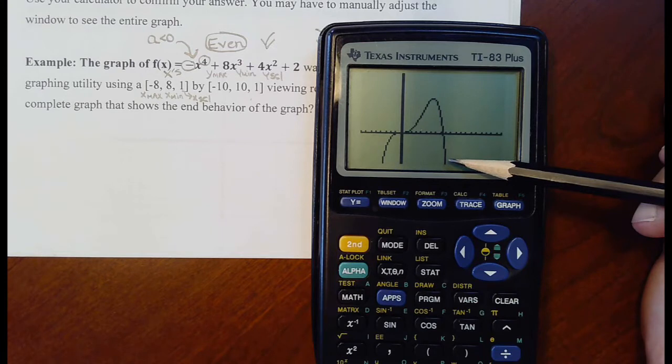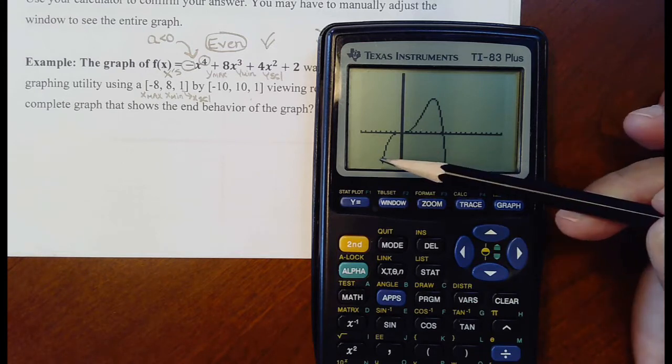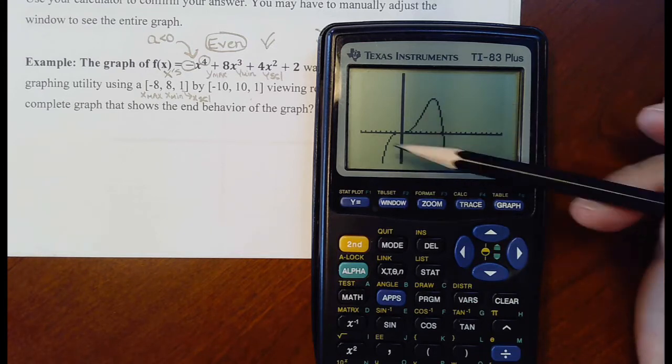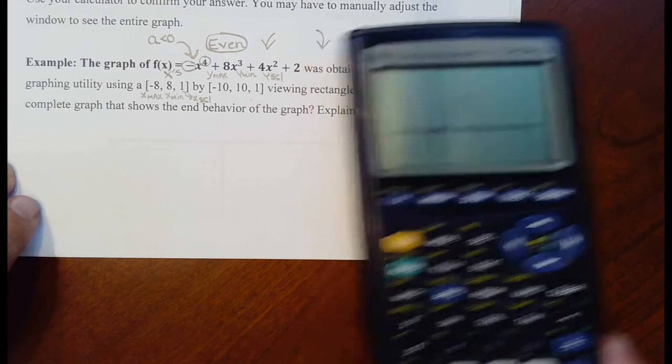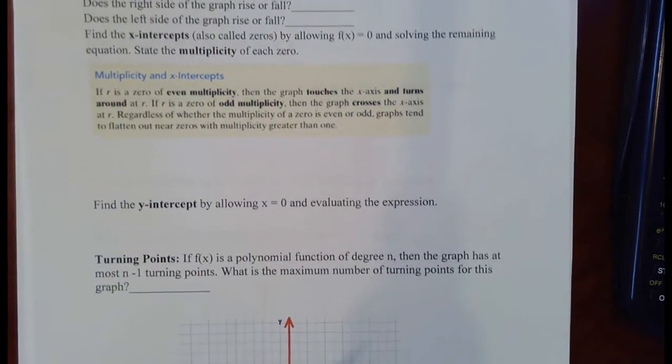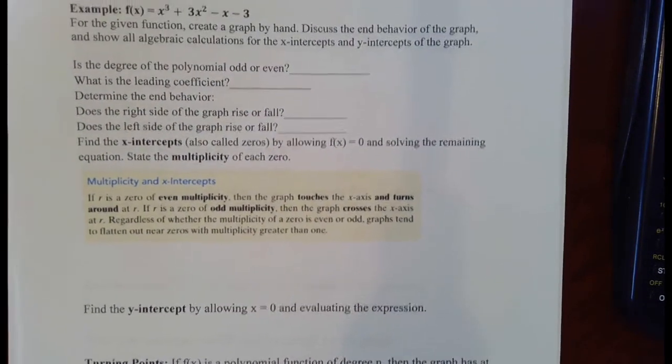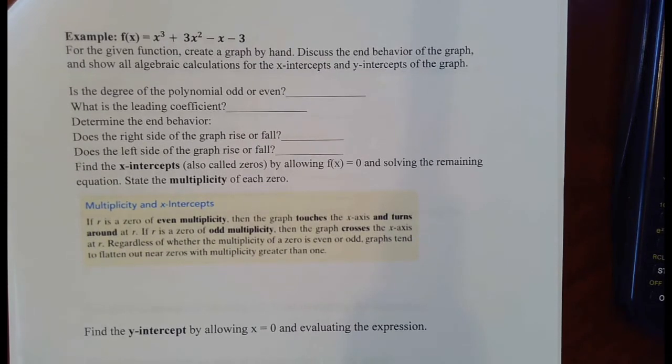Okay, let's take it all the way to producing a graph on our own. Okay, so here we go. We're going to go through some of the other steps, but take it further. We're not going to use the calculator unless we need to just do a little calculation. So here we go. For the given function, create a graph by hand, discuss the end behavior of the graph, show all algebraic calculations for the x and y-intercepts of the graph, as well as any other points that you may need to find. Just, is the degree of the polynomial odd or even?